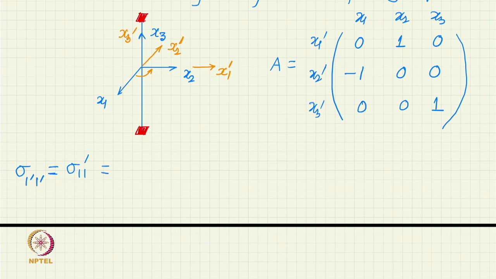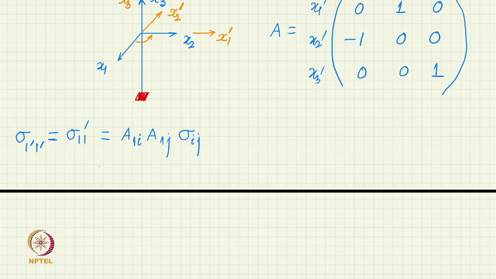Now by our tensor transformation formula, this will be A1i, A1j, sigma ij. i is a repeating index on the right hand side, so there is summation over i, and j is also a repeating index, so there is summation over j. Both of them vary from 1 to 3, so there are 3 into 3, 9 terms in this expression. For full detail, we should write those 9 terms. So, let us make that attempt here.